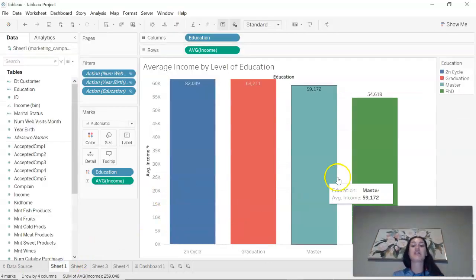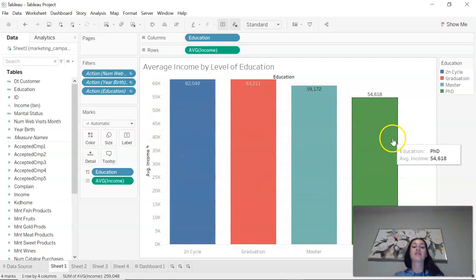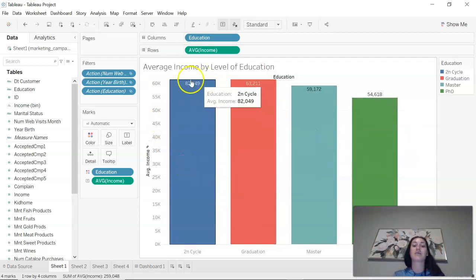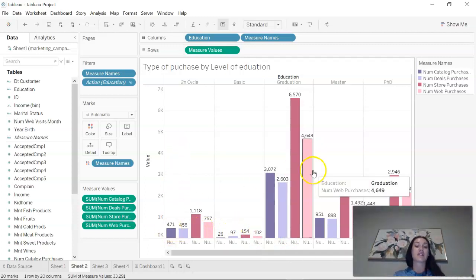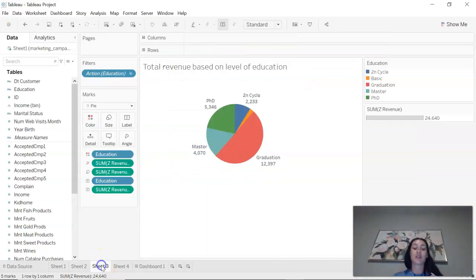This is my first sheet, just a basic bar graph showing the different levels of education and their income, which can be shown at the top in detail. Also, we have another bar chart, a little more in depth. This shows where purchases are being made based on education, again the variable we're focusing on.